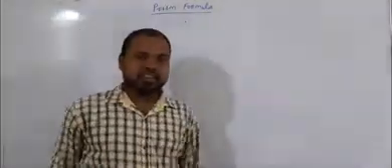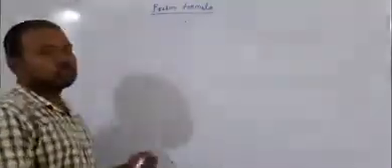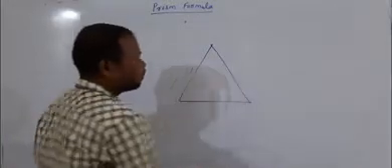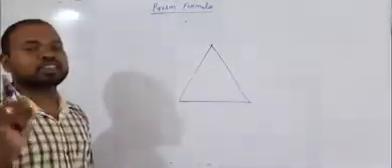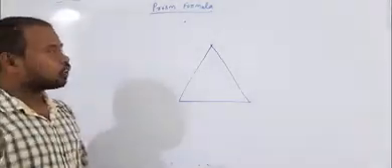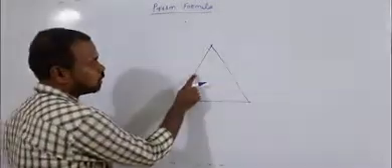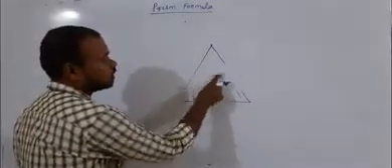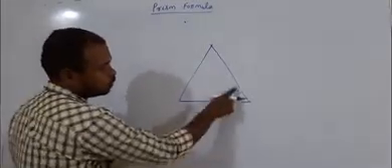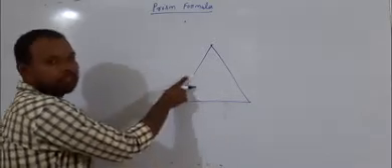So friends, let us discuss the prism formula. A prism is a wedge-shaped material bounded by two refracting surfaces and a base. The refracting surface is the surface through which refraction takes place. If refraction takes place through these two surfaces, these are the refracting surfaces and this will be the base.